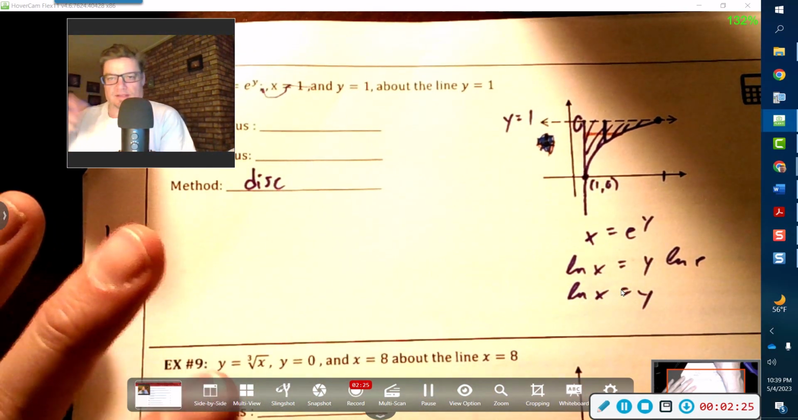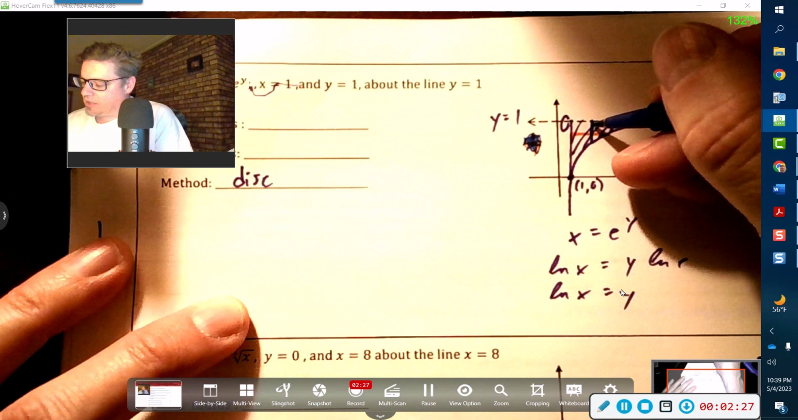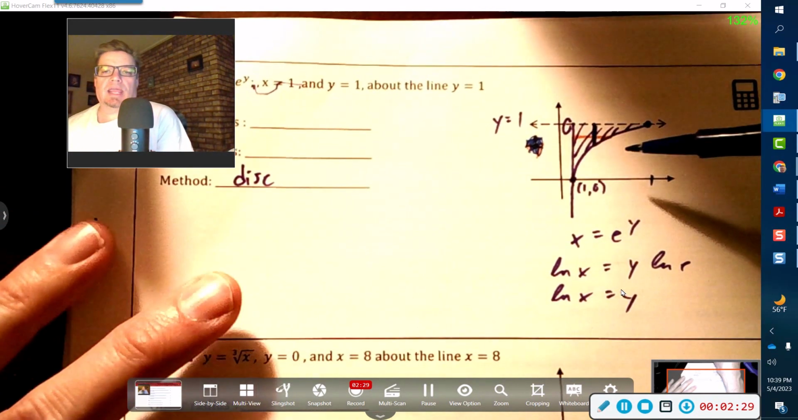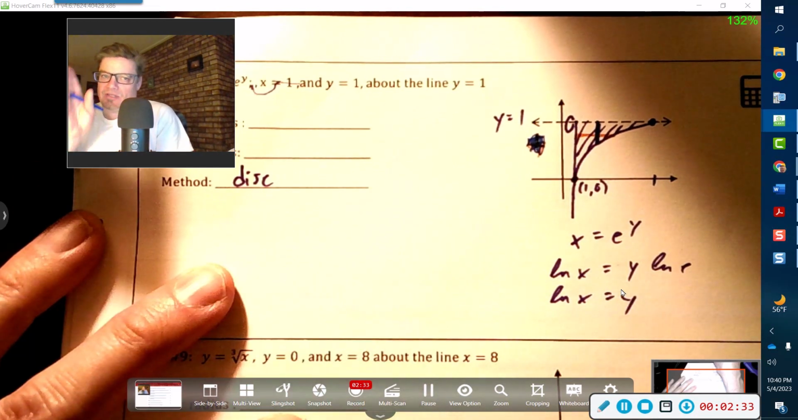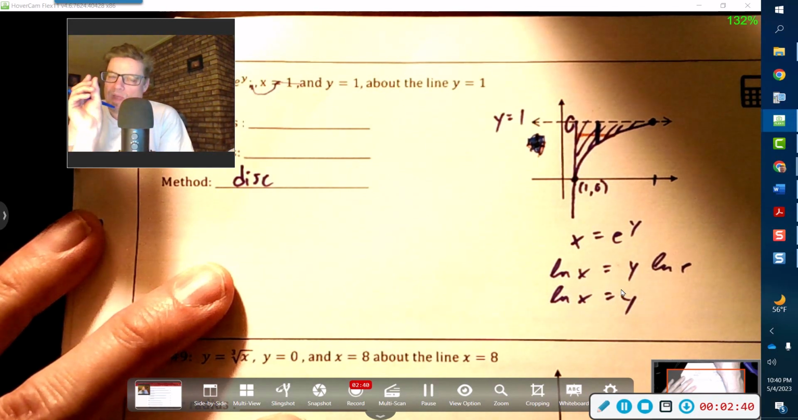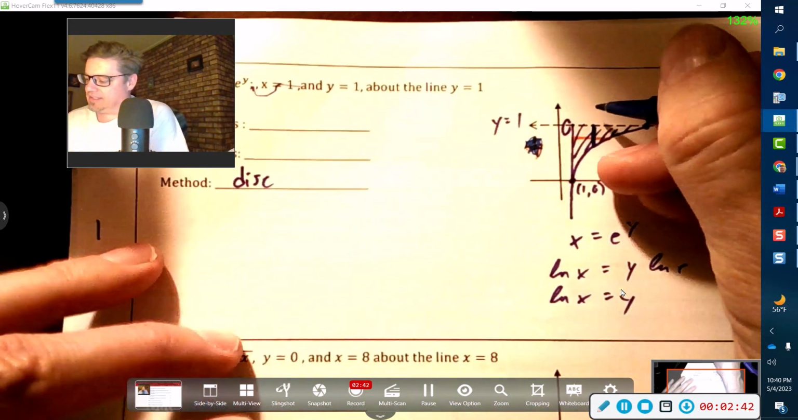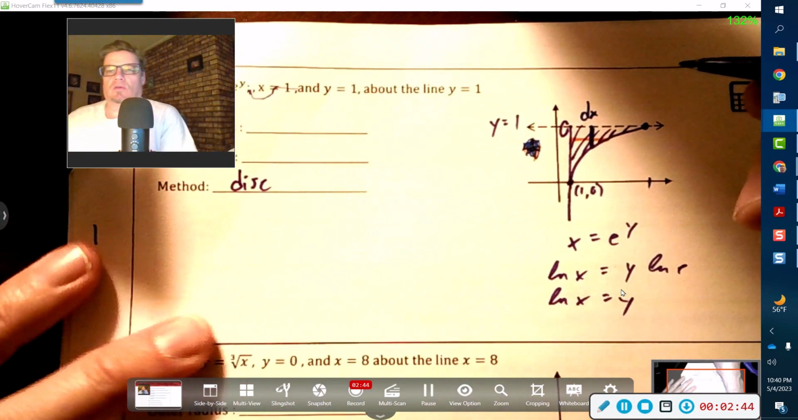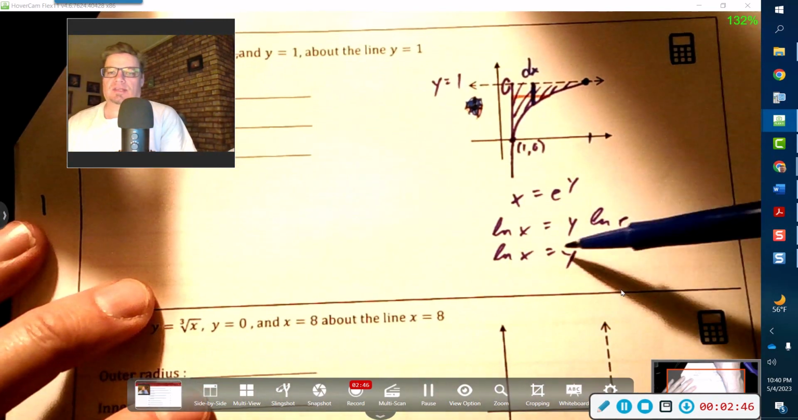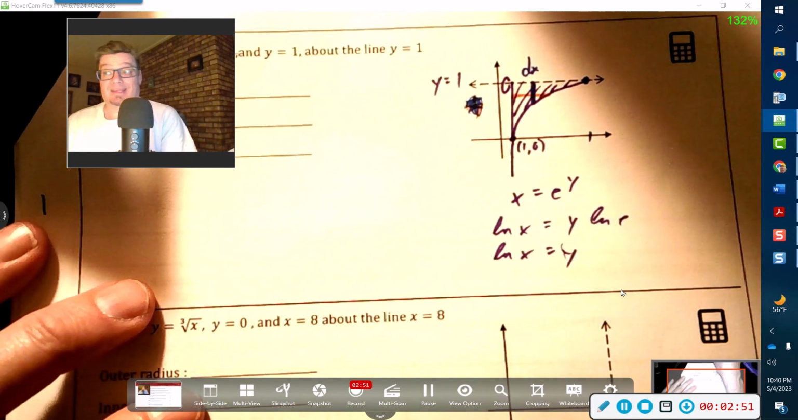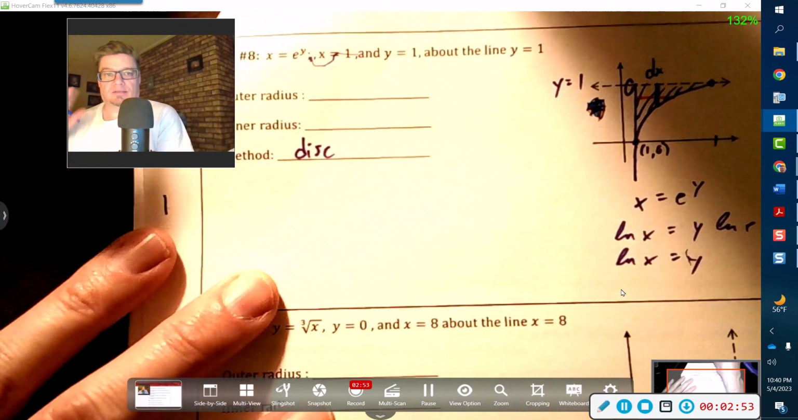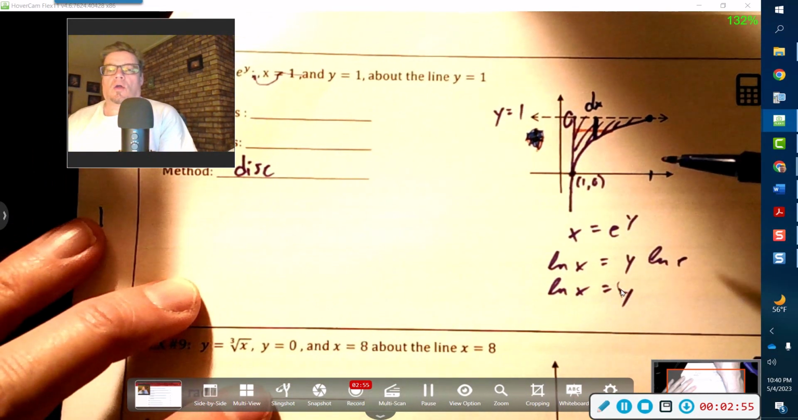This orientation is actually because it's spinning around a horizontal line. The radius of each individual disk, the width, is a dx. Okay, so this is a dx. Everything will be in terms of dx over here. So this is good because when we do the dx, we already have that ln of x is a dx equation. All right, so what is the outer?